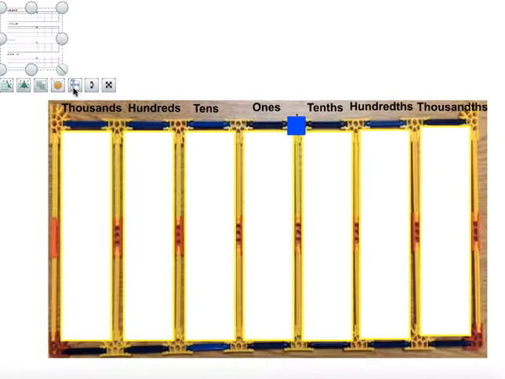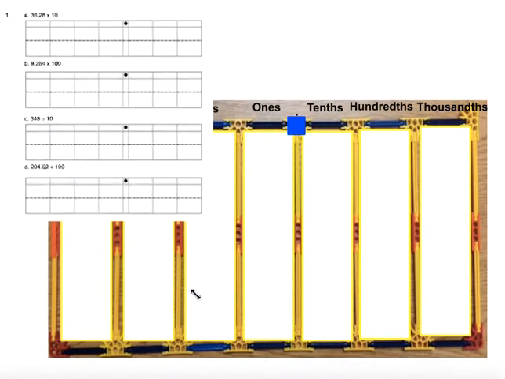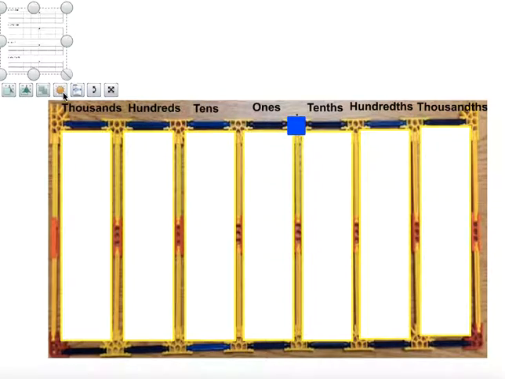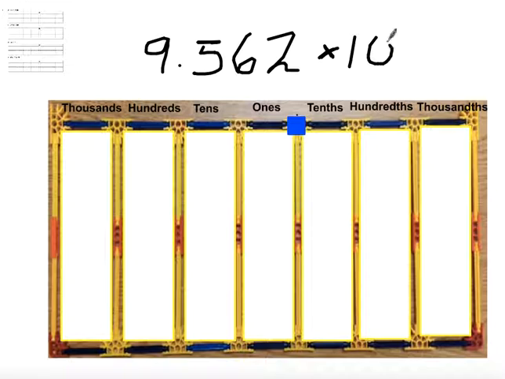Now, one of the problems will also ask you about multiplying by 100. So let's say I have a number like the problem asks to do, 9.562. And if I'm multiplying now times 100, it's just like before, but 100 is 2 shifts on the place value chart.